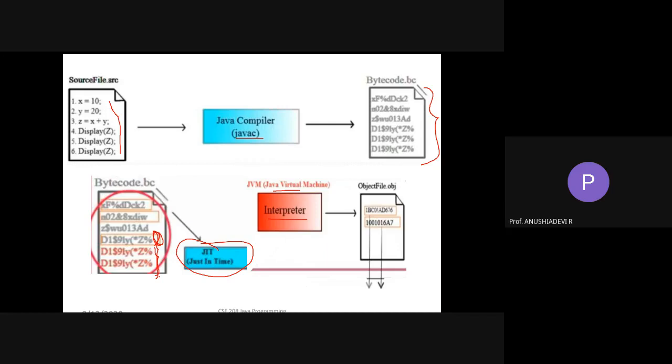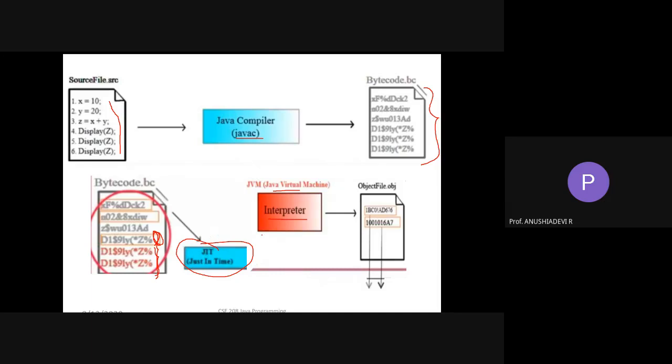the machine code. Instead of finding a machine code for each and every statement, once it has found the machine code for that statement, it replaces the machine code wherever the same statement occurs. So like that, it will improve the performance.